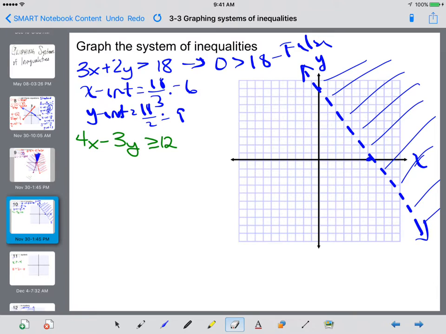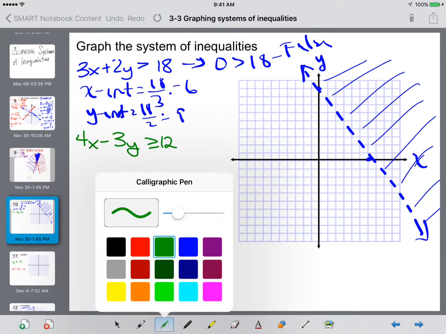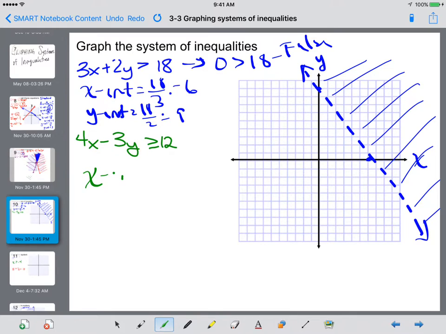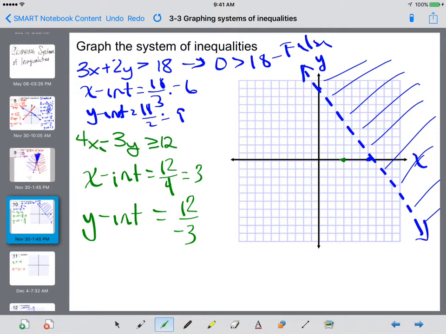Good. Let's graph the bottom one, our green graph. So the x-intercept is 12 divided by 4, which is 3. X-intercept of 3. The y-intercept, again, that's the x-intercept. I goofed that up. X-intercept is 3. So we go along the x-axis to find the x-intercept of 3. The y-intercept is 12 divided by negative 3. Remember that negative gets included. So the y-intercept is negative 4. So I'll go down 1, 2, 3, 4.